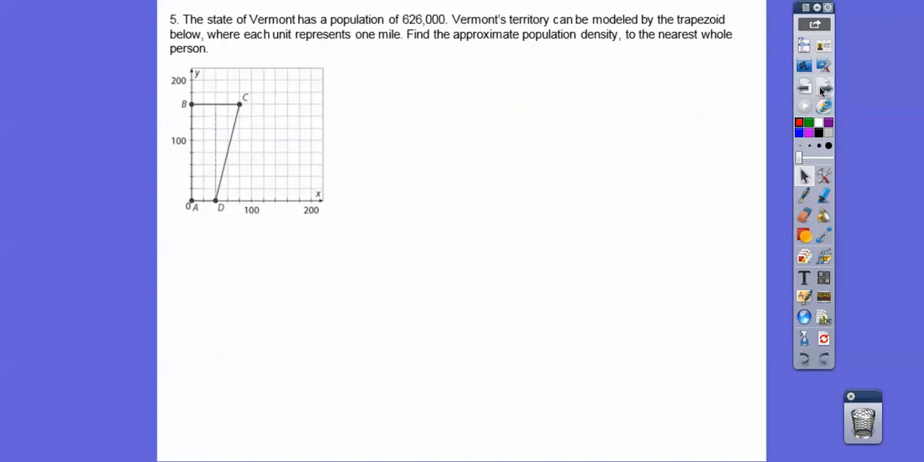Alright, so the state of Vermont has a population of 626,000, so its territory can be found by modeling with this trapezoid. So find the approximate population density. Okay, so population density is how many people divided by the area. So we're going to have to use the area formula for a trapezoid.